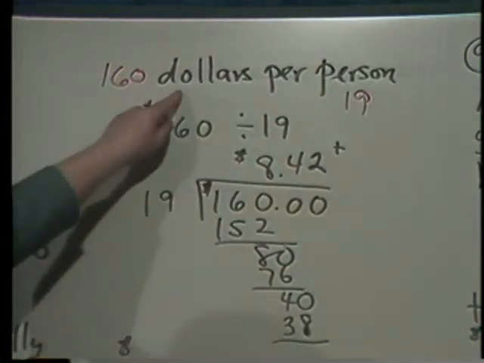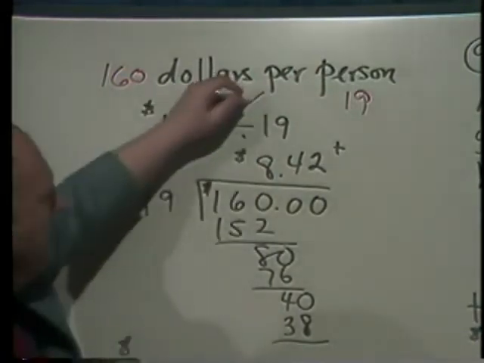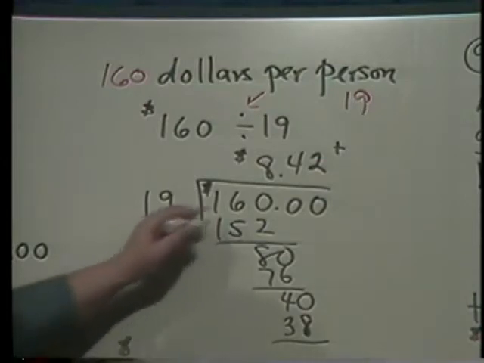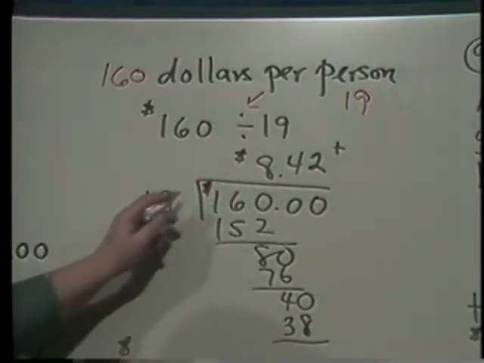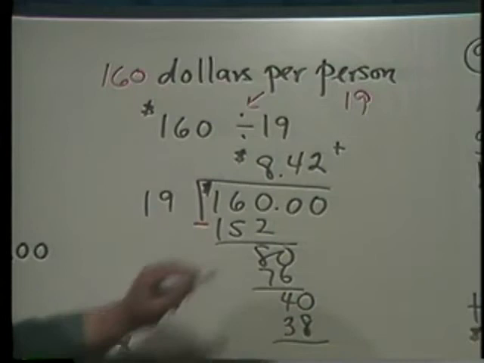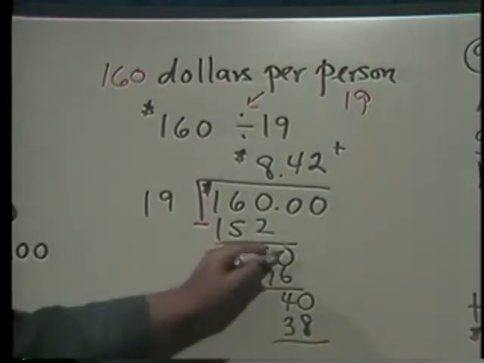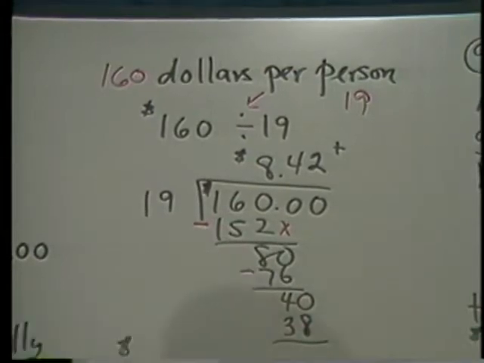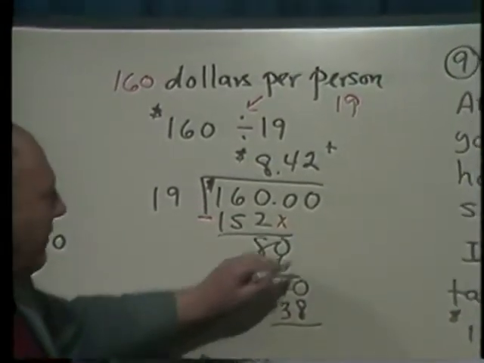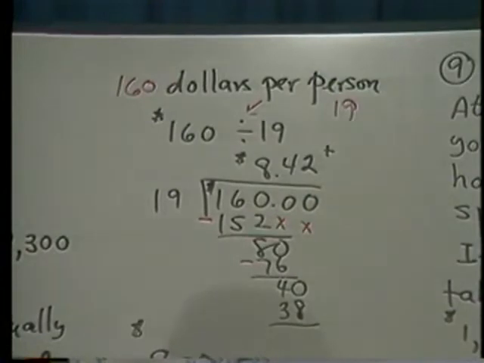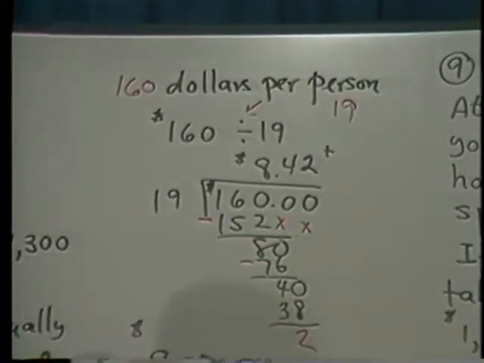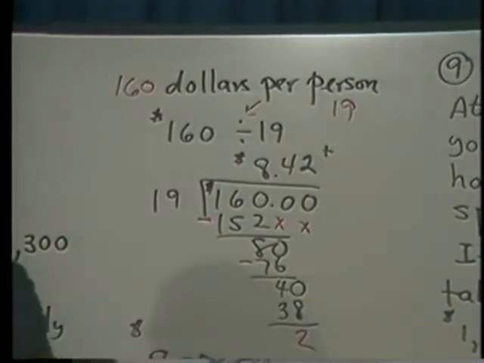So how do we get the answer? We take $160 and divide that by 19 people. How many times does 19 go into 160? Let's do it as a money problem. 19 goes into 168 times. 19 times 8 is 152. We subtract, we get an 8. Bring down the 0. 19 goes into 84 times. 4 times 19 is 76. We subtract, we get a 4. Bring down the 0. 19 goes into 40 twice. Get 38. Subtract.